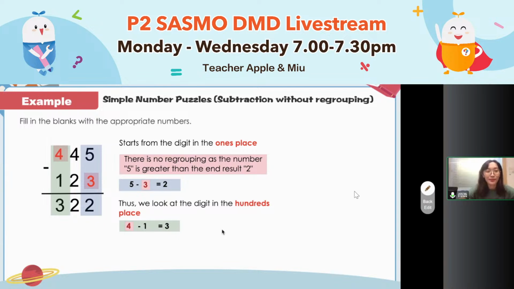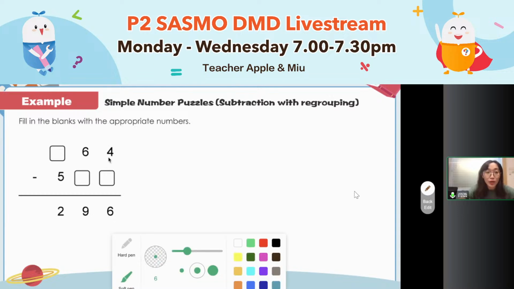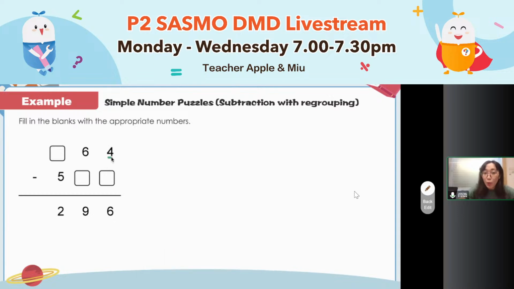Okay, good job. And for the second question, it is about the subtraction with regrouping. So how can we check if there is regrouping? Look, firstly, again, we try to observe. We start from 1's place again. The last digit is 4. Can you see? Okay, I label these 3 missing numbers as A, B, C separately. 4 minus something equals to 6. How?